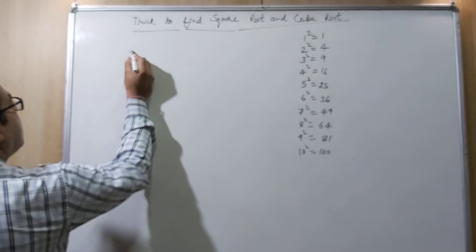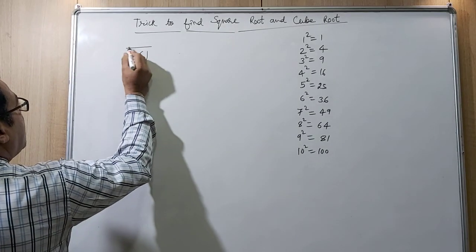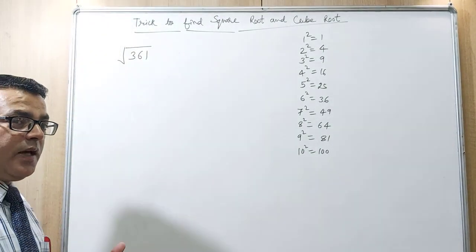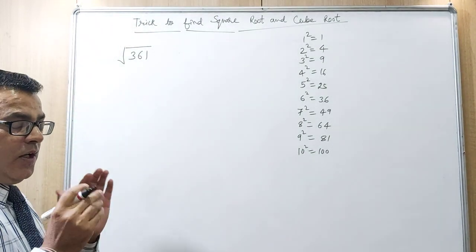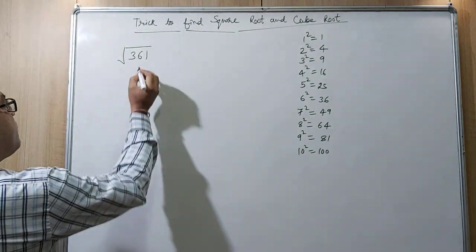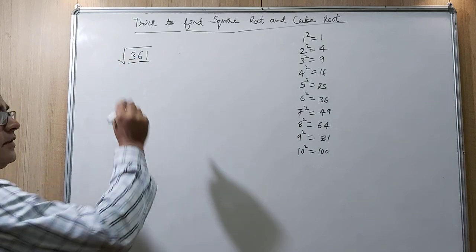The next number I am taking here is 361, and we need to find the square root of 361. What to do? Just to recall the steps. You can also take your notebook and pen with you and try to solve with me. So this is the first group and this is the second group.